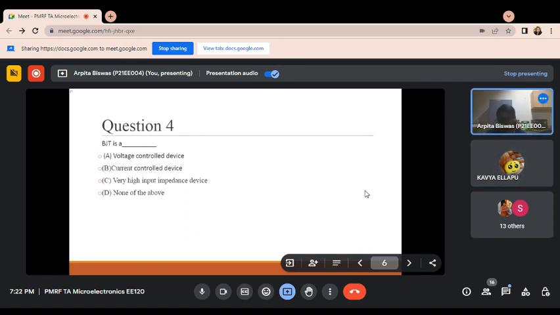Jayashree, current control device, in which the voltage applied between two terminals is controlled by the current flowing in the third terminal. Yes. Yes, you are right.